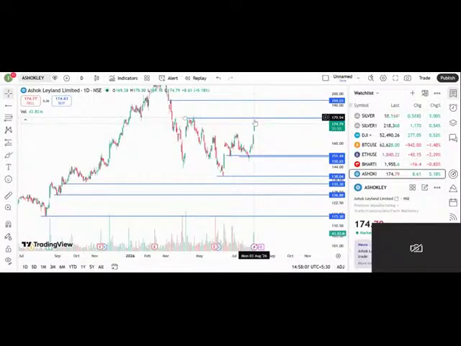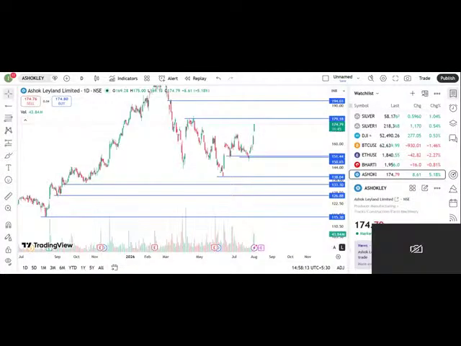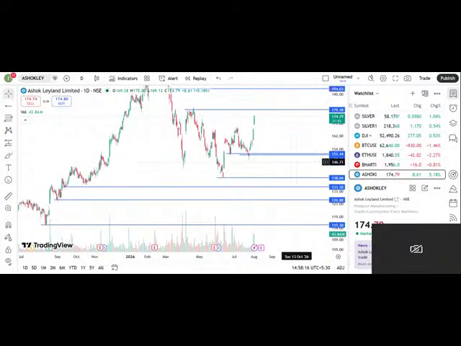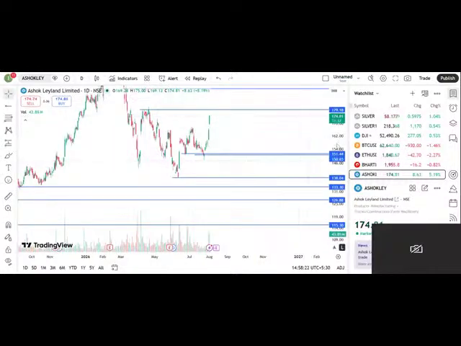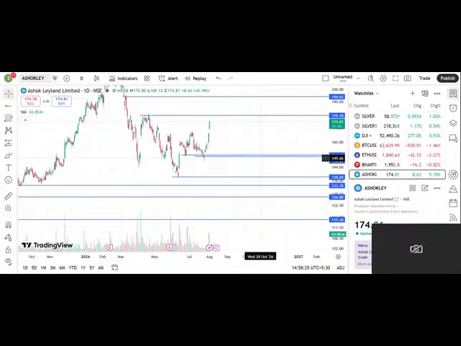And in between the ranges, you need not enter because there would be an issue with the risk reward ratio. Suppose you bought here, what would be your risk reward ratio? Let me check it out for you.